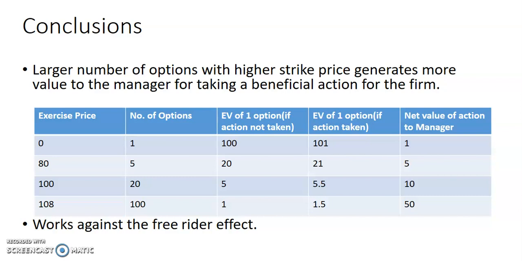In the previous example, we saw that the manager could increase the value of a firm by 1 million rupees if efforts were sufficiently high. A manager who owned just one share of stock, that is an option with an exercise price of 0, would receive only 1 rupee of the 1 million of value which he or she produced. If instead the manager were granted 100 options with an exercise price of 108, he or she would receive an expected 50 rupees of the 1 million produced. So the second case automatically works against the manager acting as a free rider.